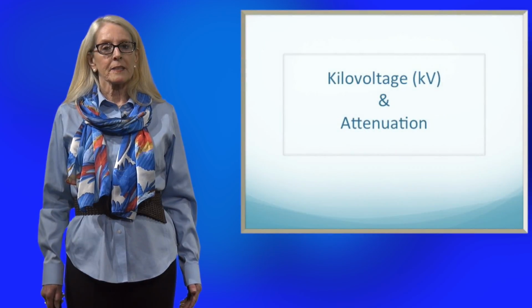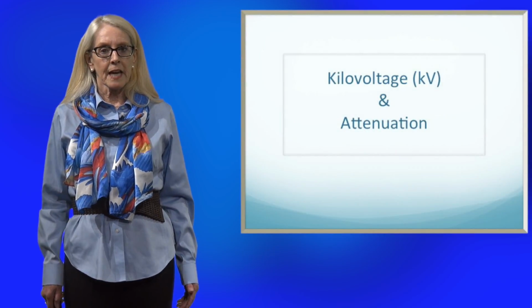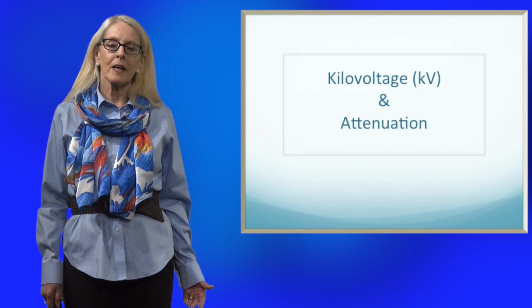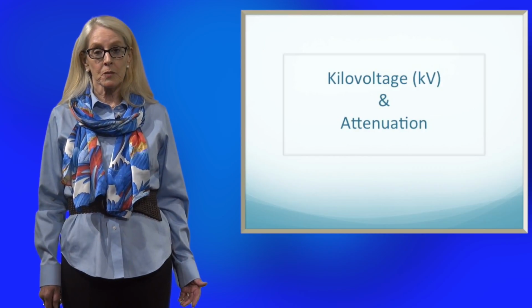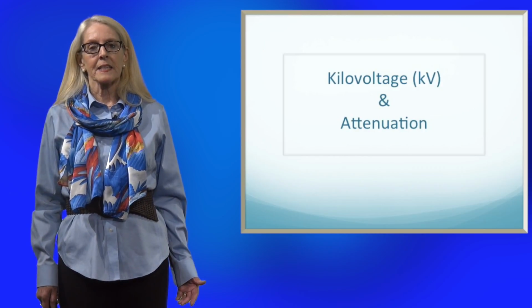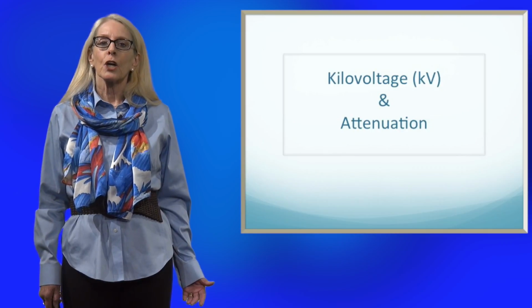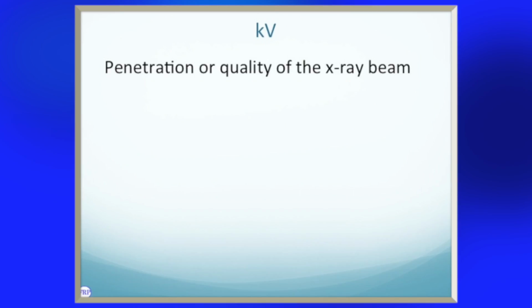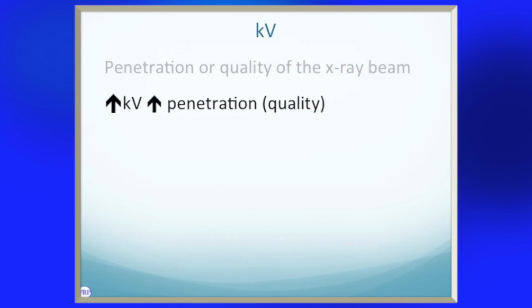Quickly, we'd like to address kilovoltage, or kV, and attenuation, which is simply what happens with the interaction and absorption of the beam as it comes from the tube and goes through the patient. This kV is considered the quality or the penetration of the beam. As you increase kV, you increase penetration and you increase quality.